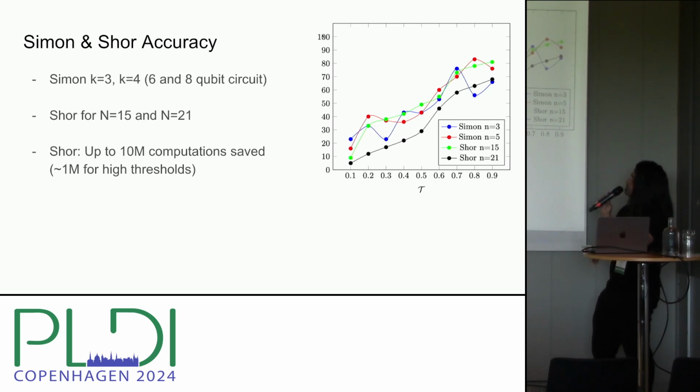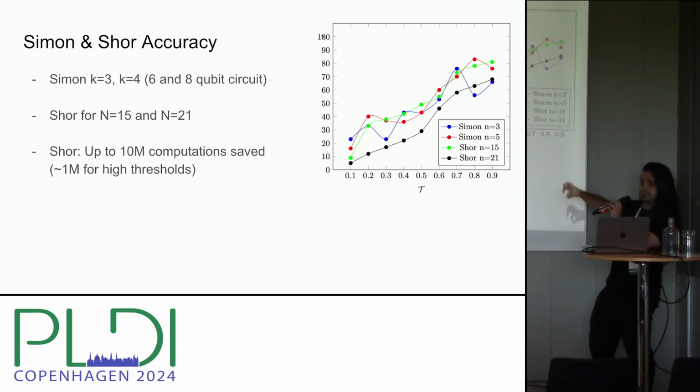Our accuracy here is a little bit lower than Grover because the results are much closer to each other. We tested this for Simon with k equals 3 and k equals 4, and Shor for n equals 15 and n equals 21. Shor is probably the more interesting one since it has a lot of Hadamard gates. We were able to save up to 10 million interference computations for lower thresholds and 1 million for higher thresholds.